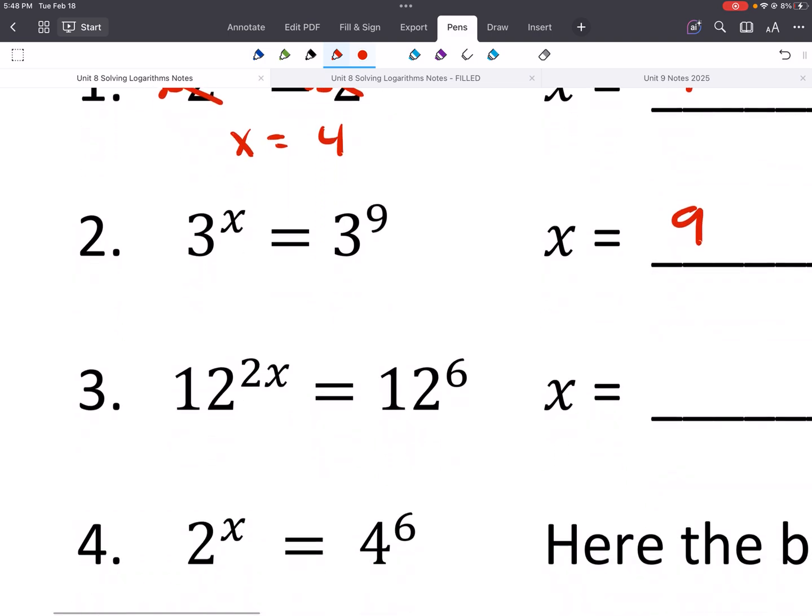I kind of changed this. I'm going to put this back. I think on yours it's just an x, which is just fine. So this would be 6, okay?